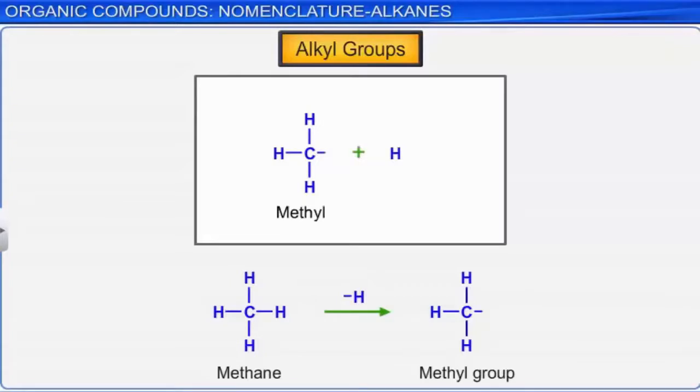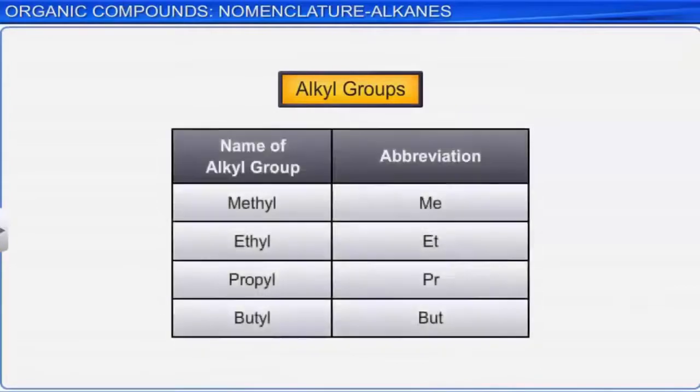An alkyl group is named by replacing the ane in the name with yl. Thus, the name of the alkyl group of methane will be methyl. At times, abbreviations are used for certain alkyl groups. For example, methyl is abbreviated as Me, ethyl is abbreviated as Et, propyl is abbreviated as Pr, and butyl is abbreviated as Bu.